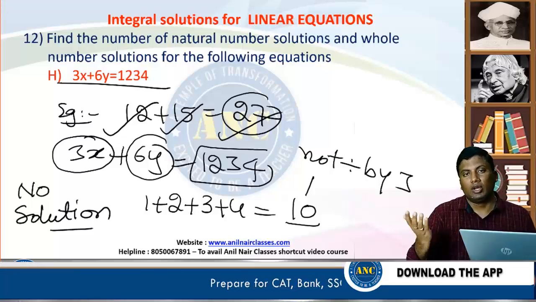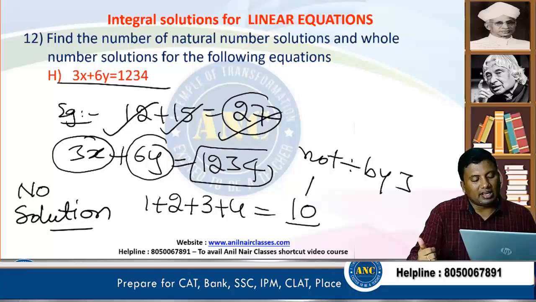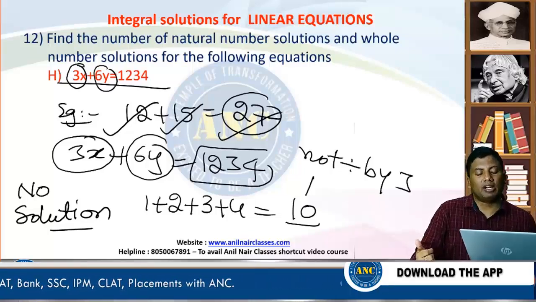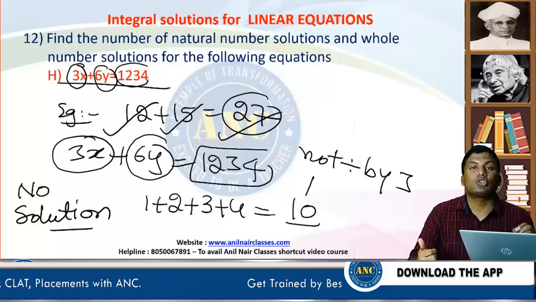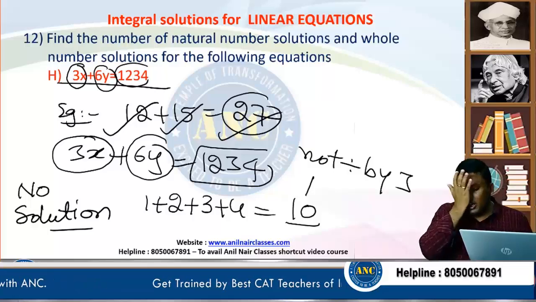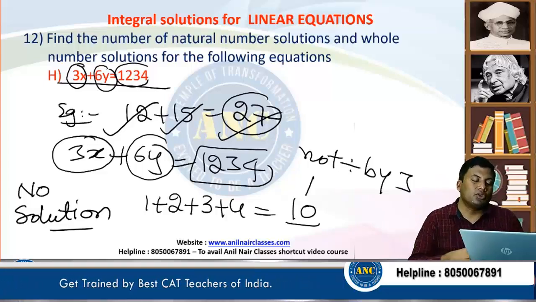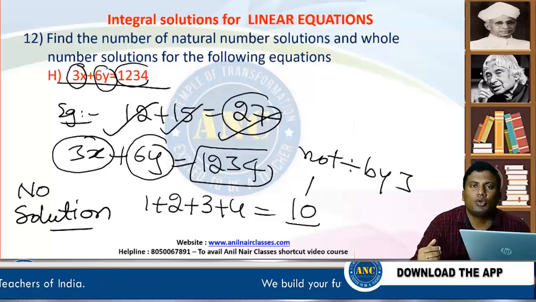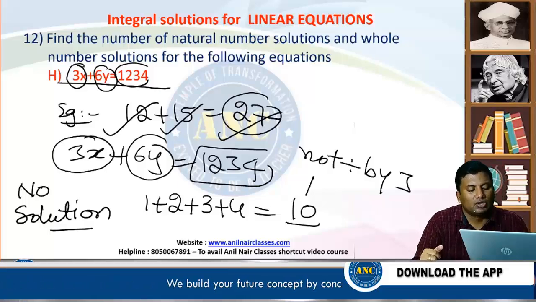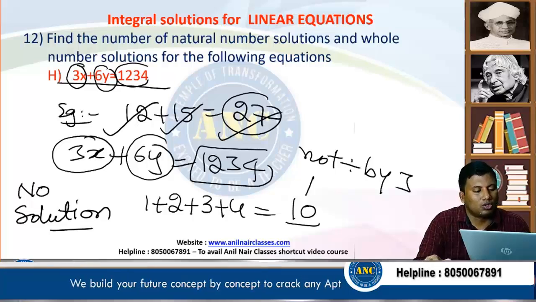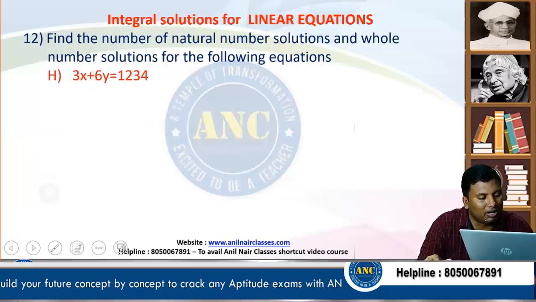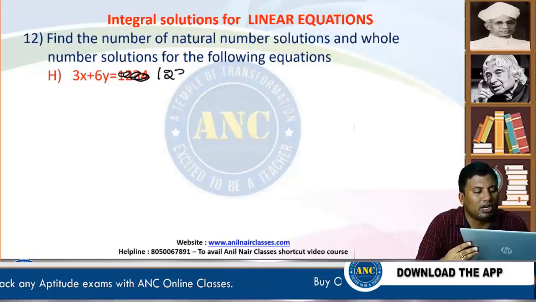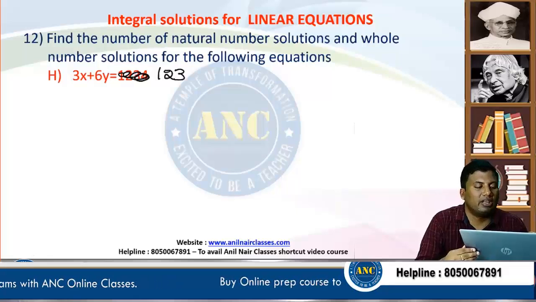You don't need to write it all, condense it and do it. 3x, 3 is a multiple of 3. 6y is a multiple of 3. 1234 should be a multiple of 3. If it is a multiple of 3, you can condense it and use the method. I will develop a question based upon that also. 1234 is not a multiple of 3, so the answer for this question is no solution. Suppose it is a multiple of 3, suppose it is 123.